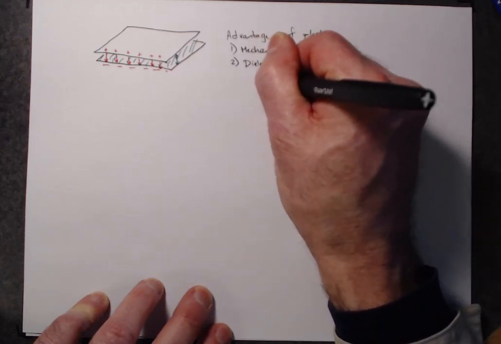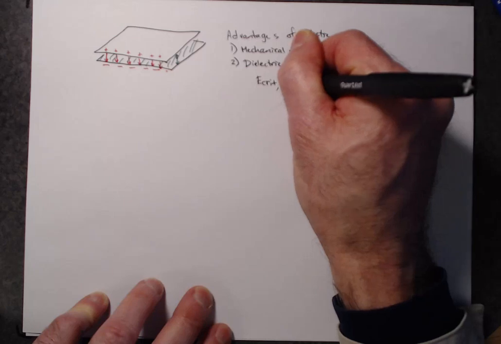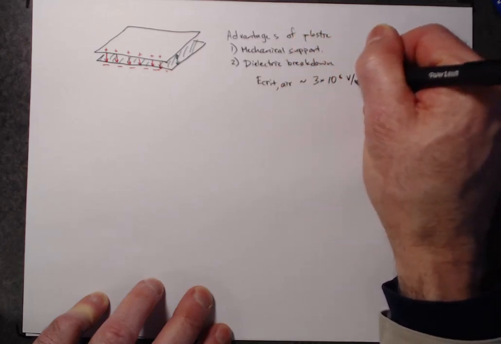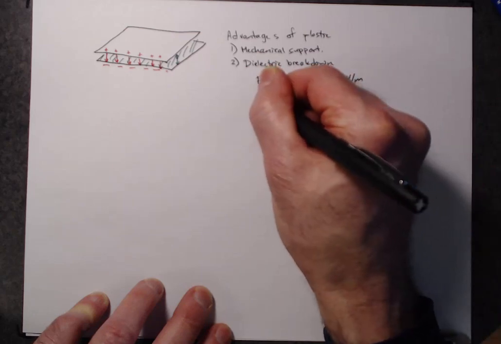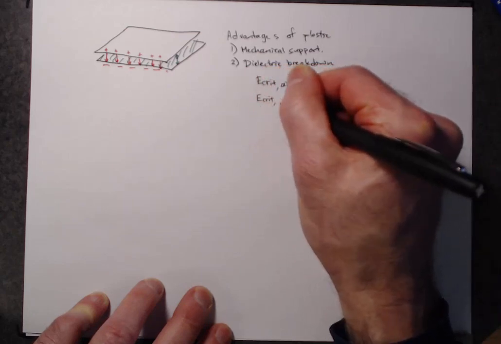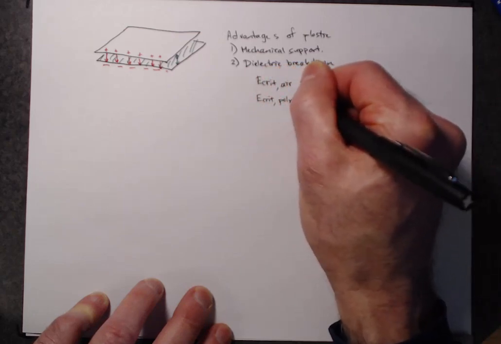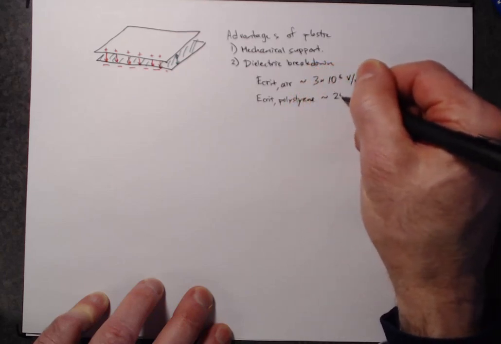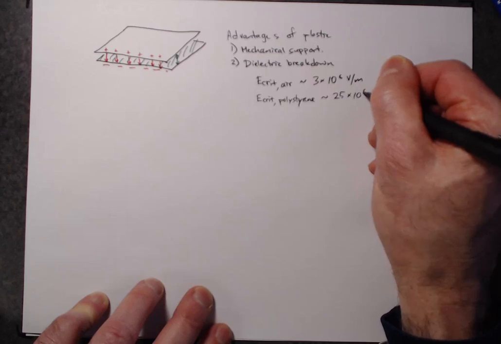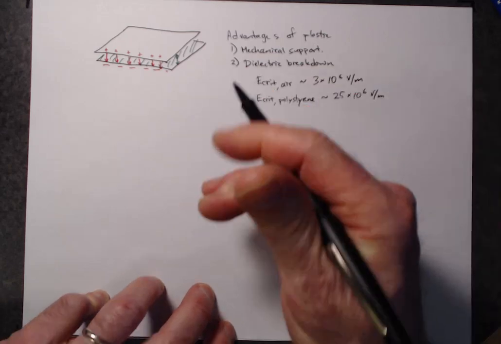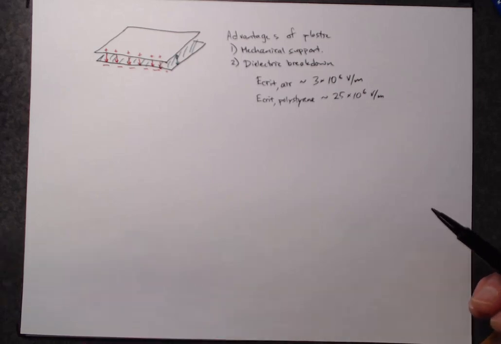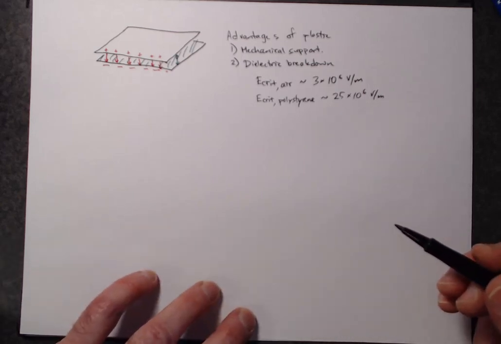There is a critical field above which dielectric breakdown will occur, and the critical field for air is about 3 × 10⁶ volts per meter. But the critical field for a plastic like polystyrene, which is one of the ones that's used in the manufacture of capacitors, is much bigger, about 25 × 10⁶ volts per meter, because there's less space for the ions to accelerate, and so that means that the cascade process gets quenched to a certain extent.